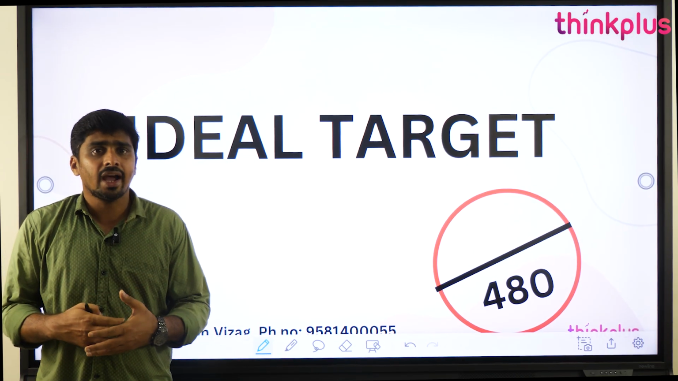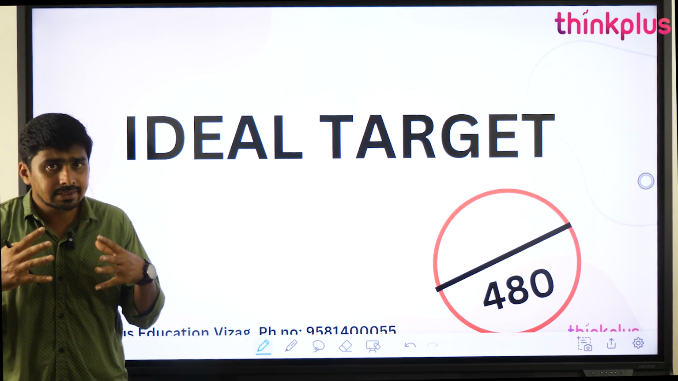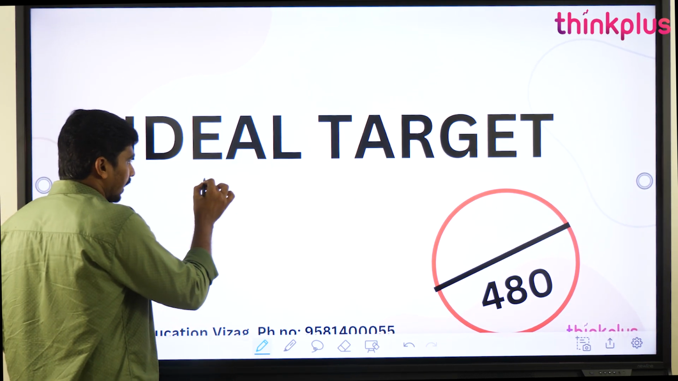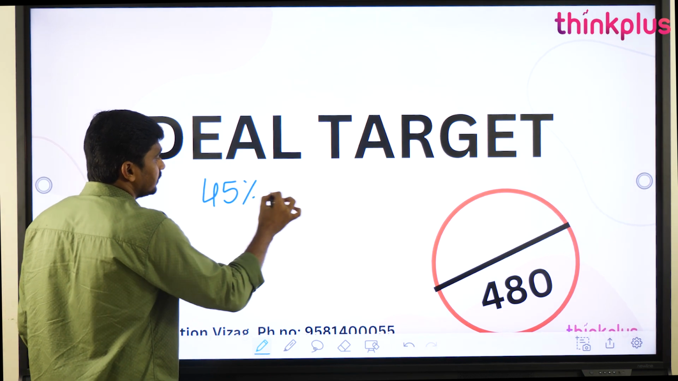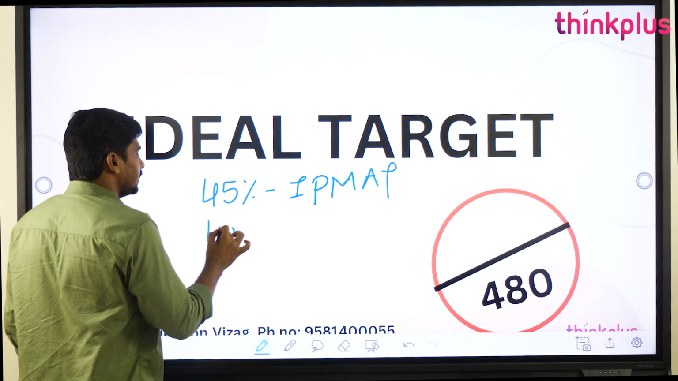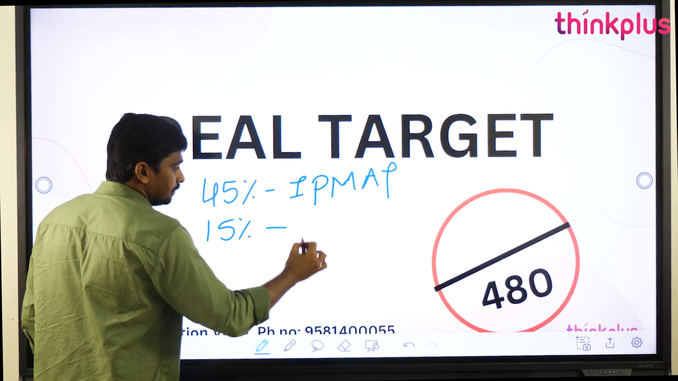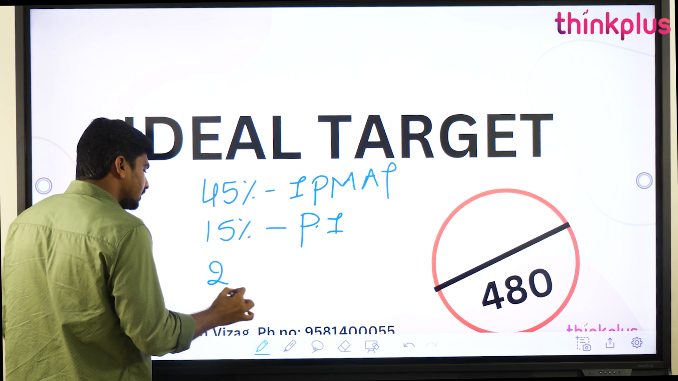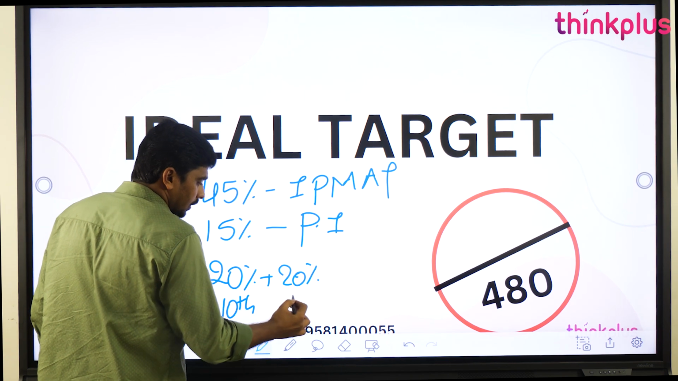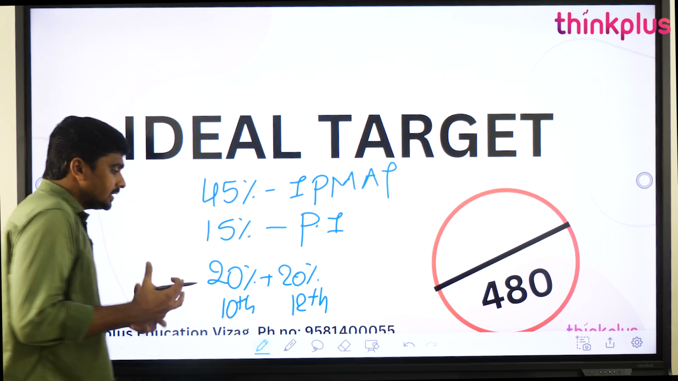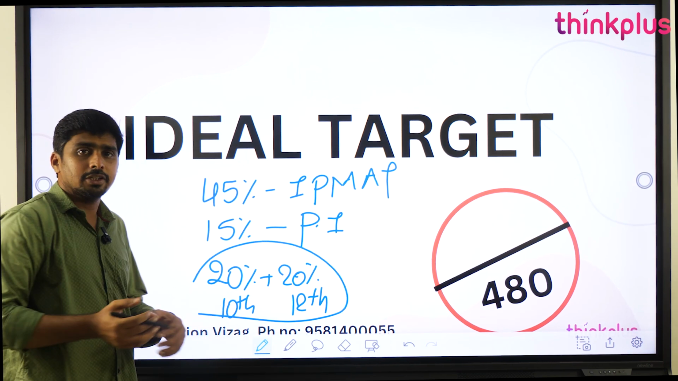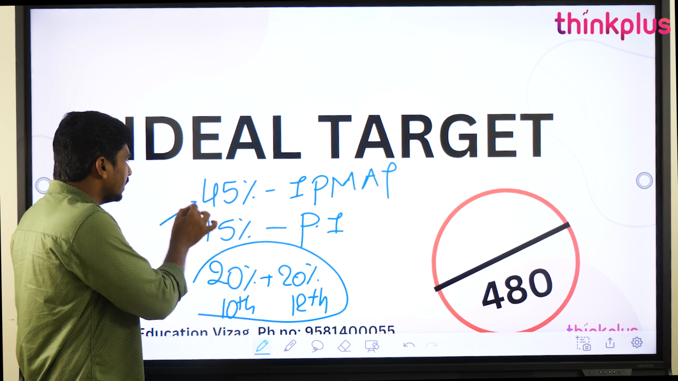Before we look at the ideal target for IPMAT 2025, let's understand the selection process for IIM Rohtak. In the selection process, 45% weightage is given to the IPMAT exam, 15% to your personal interview, 20% to your 10th class marks and 20% to 12th class marks, right? So if a student is doing pretty well in academics, probably 95 plus percent, even if something is less in this one, it's not a problem.